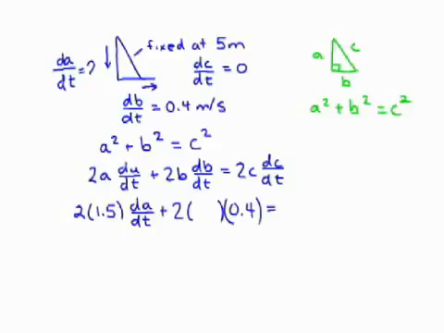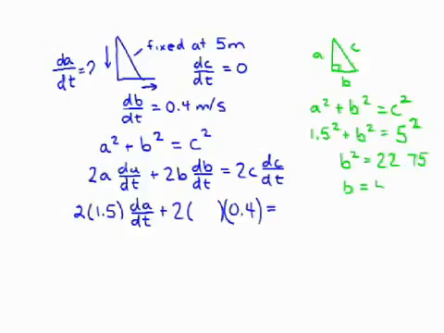I am dealing with a right angle triangle, and I know the Pythagorean theorem: a squared plus b squared is equal to c squared. I know that a is 1.5, and I know c, which is of a fixed length, is 5. So I can substitute those two values into the Pythagorean theorem and solve for b. What I end up with is that b is equal to 4.8. I can now substitute this back into the equation I was working with.